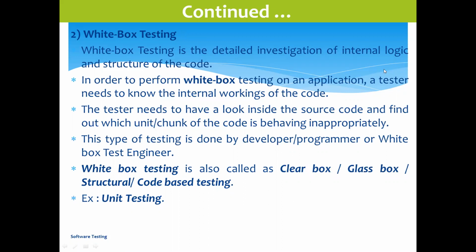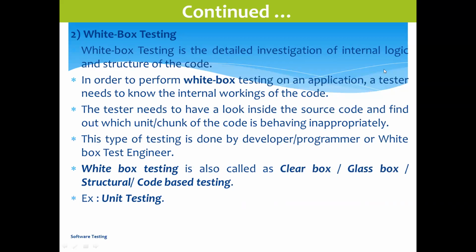In order to perform white box testing on the application, the tester needs to know some internal working of the code. So how the code flows from start to end, what the naming conventions and syntax are, and a lot of other things in the code. Any programming language you can take, C or Java or anything. All that knowledge is required. Without that knowledge, it is not possible to work. The tester needs to have a look inside the source code and find out which unit or chunk of the code is behaving inappropriately. So you have to go inside the code and find where the problem is, if you are working in white box testing and you have the knowledge of code.